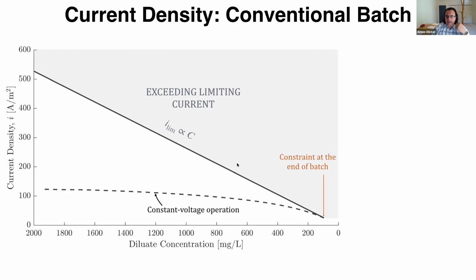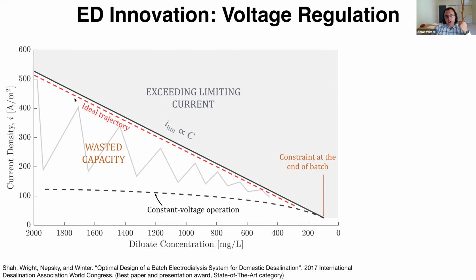But what we realized is, we're wasting capacity of the system. In the beginning of the batch, we could actually run at much higher current densities, closer to limiting. So ideally, we could run very close to limiting current density throughout the batch and best utilize our membrane area and maximize our salt extraction rate.